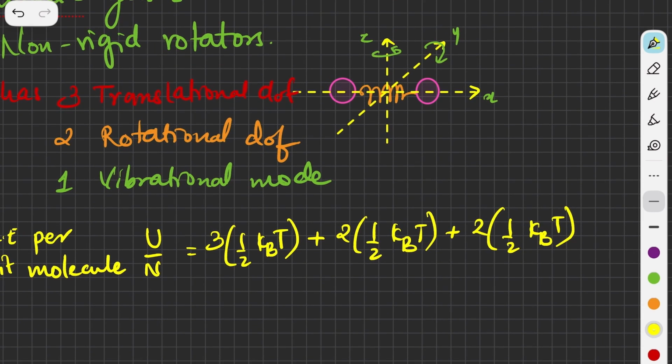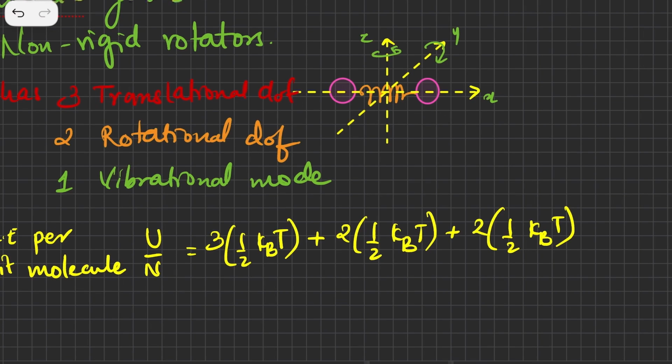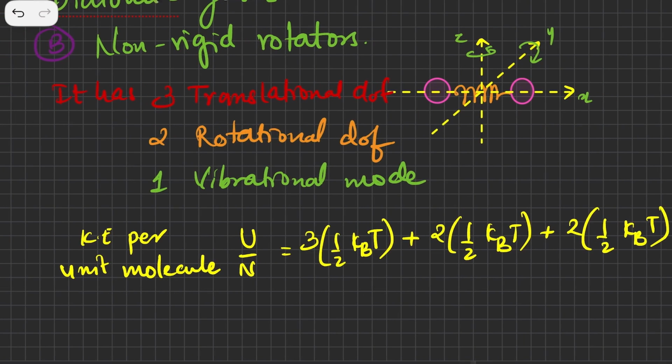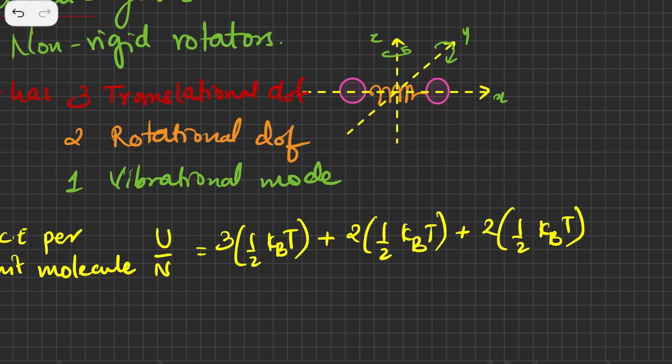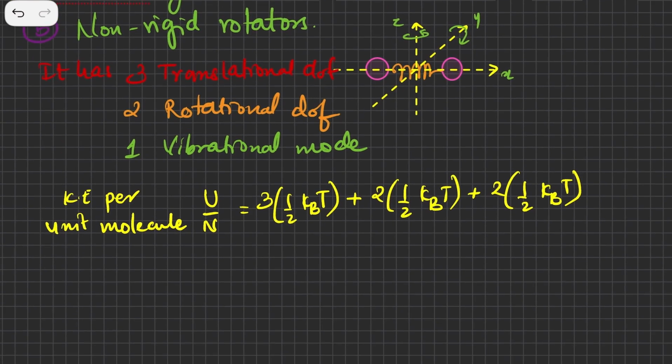Because there is a single spring, and because there is a single mode of vibration, it can just vibrate like this, it cannot vibrate like this, or in any other fashion. Had there been three atoms, something like this, then yes, it can vibrate like this and it can vibrate like this. But that would be our next video, in which we are going to discuss the polyatomic gases. So this is what I have found out.